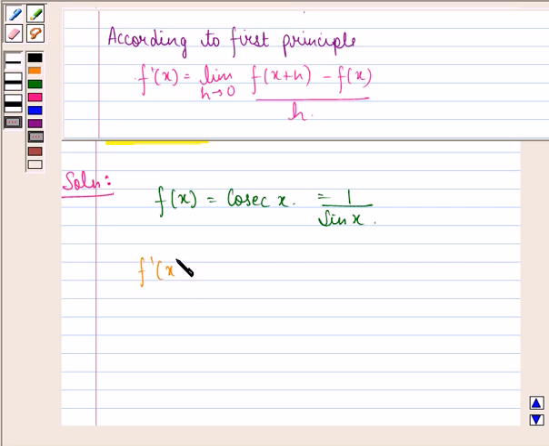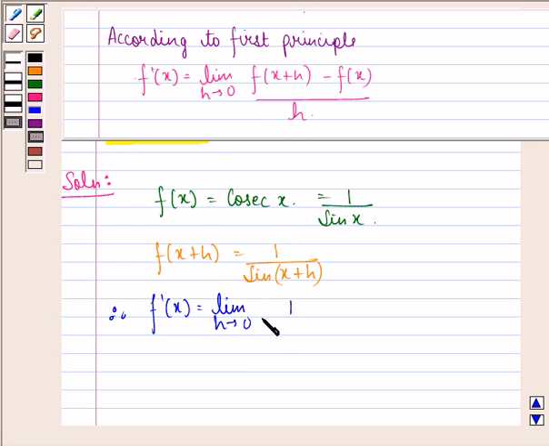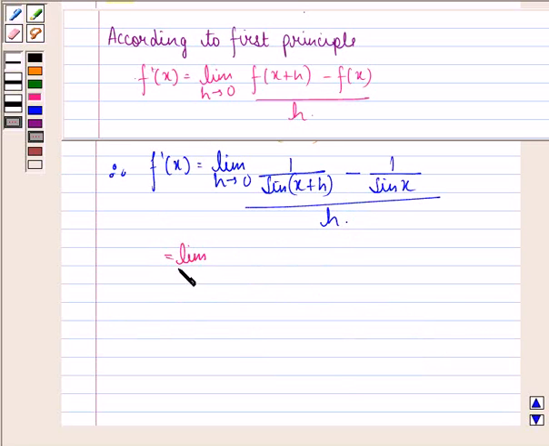In order to find out f dash x, we have to find function at x plus h. So, function at x plus h is equal to 1 upon sin x plus h. This we get by simply putting x equal to x plus h. Therefore, using this principle, we can say that f dash x will be equal to limit h approaching to 0 function at x plus h, which is 1 upon sin x plus h, minus function at x, which is 1 upon sin x, divided by h.